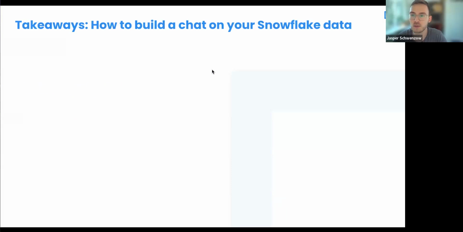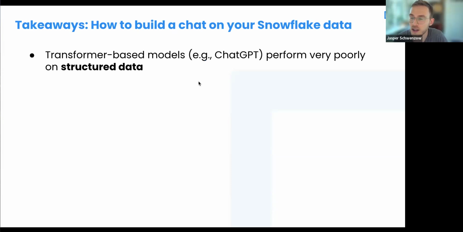Let's go. So this was the demo on the two demos. In essence, what do we do today? What are the main takeaways? There are four things. The first one is that these transformer-based models like ChatGPT, Llama, Mixtral, etc., unfortunately perform very poorly on structured data because of the nature of the transformer itself.